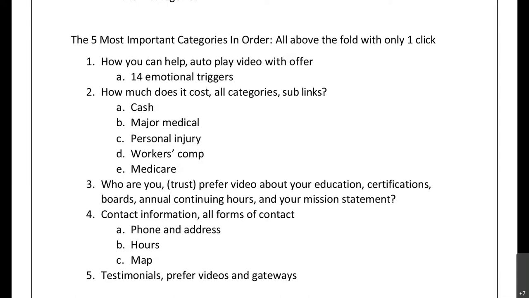So you don't want to put one gateway in that video. Now, the template that I give you has all 14 emotional triggers, and that's the one I would suggest that you use. And if you don't use it, then shoot a video of you. And it's good to have an offer to get them to take the next step.